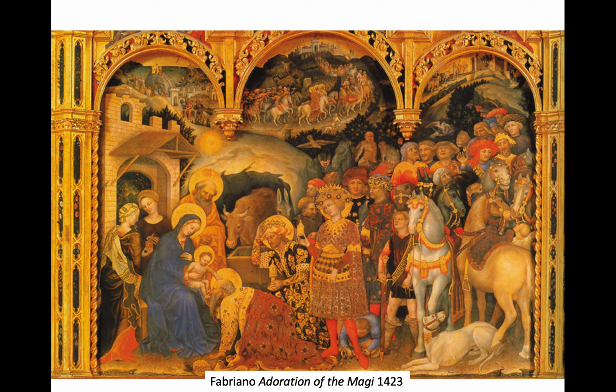This is Fabriano's Adoration of the Magi, early 15th century piece, 1423. The frame that you see here, this golden archway set, that is actually three-dimensional. So the painting is still secondary, a part of the architecture. So we're still kind of looking at that Gothic backup singer status for the art as sort of decoration or adornment of the architecture.